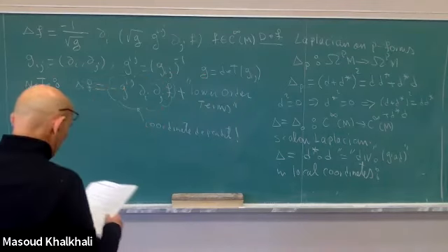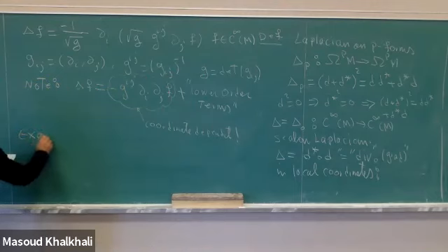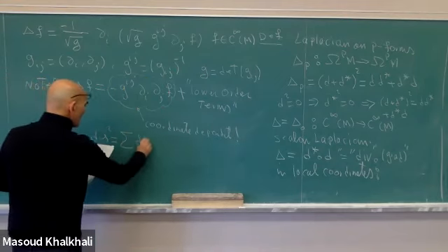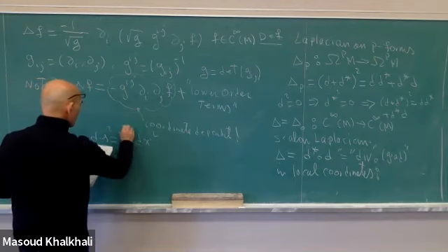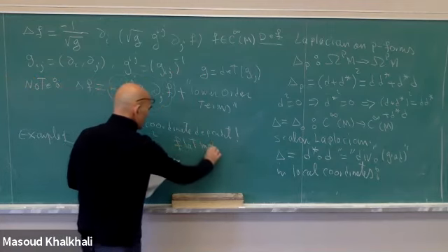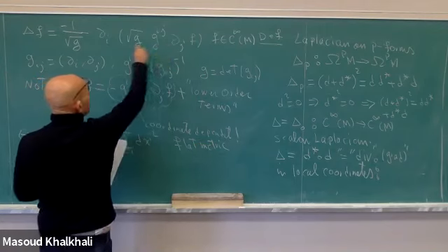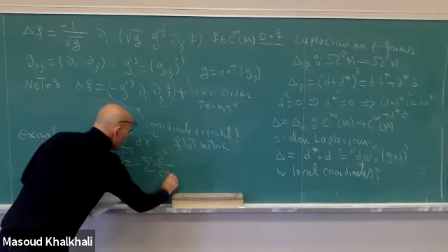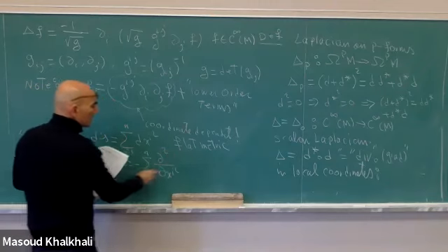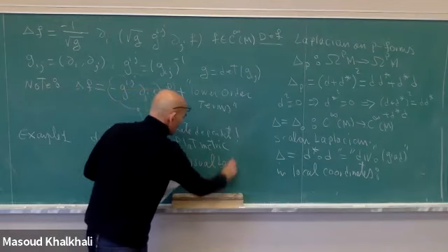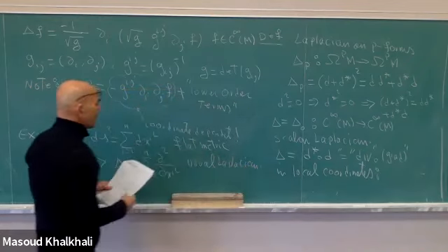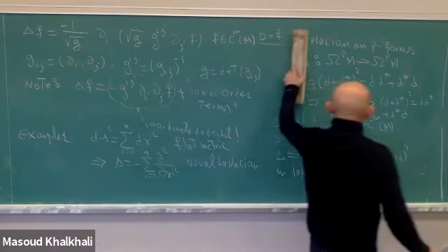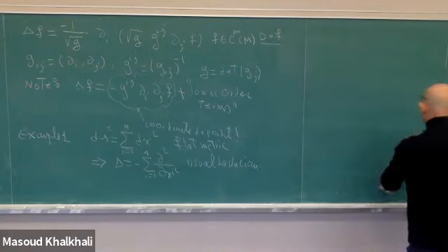Okay, so let's continue. Here is an example. ds squared equal to the sum of dx_i squared, i from 1 to n, so a flat metric. You can follow your nose in this definition, and in this case you of course get delta equal to minus the sum of d^2 over dx_i squared. So this is the usual Laplacian. For the flat metric, we have the standard Laplacian that you know from calculus.